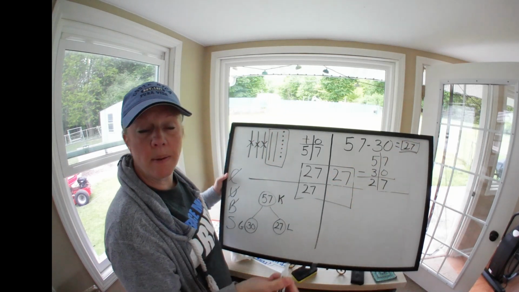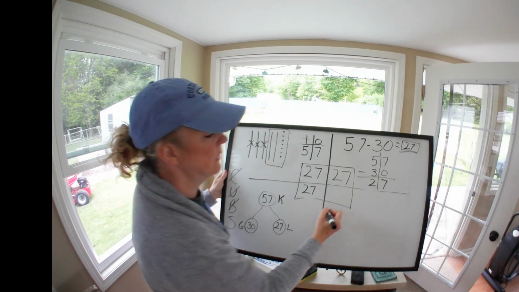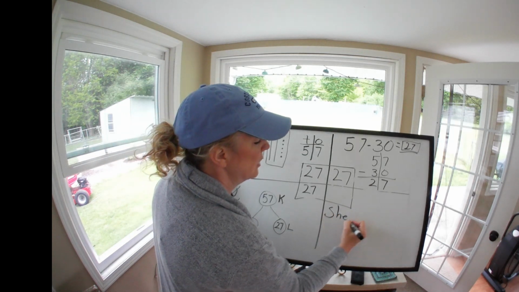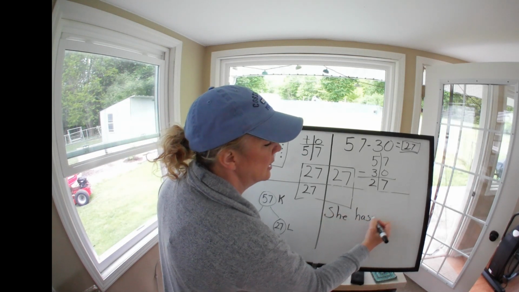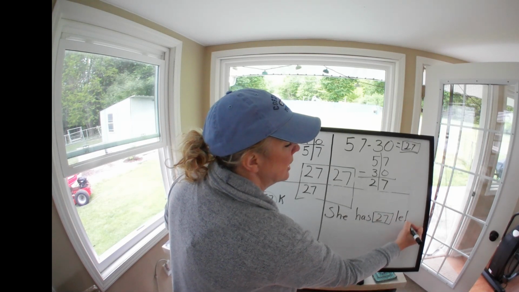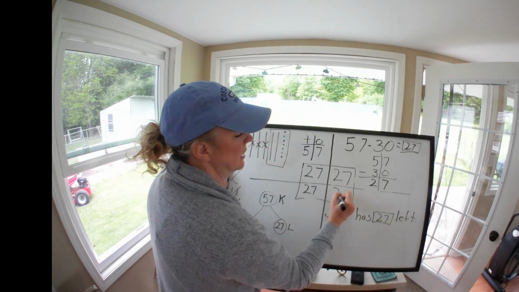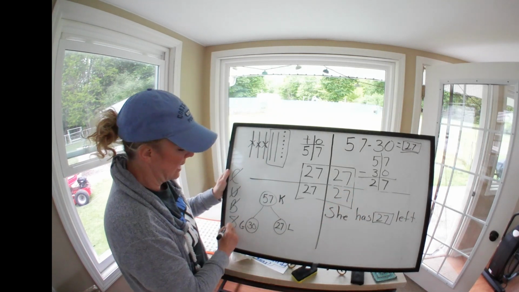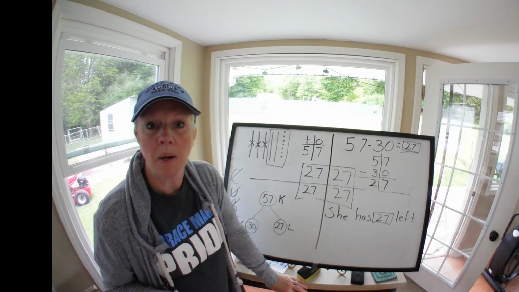And now I need to answer my question. How many kernels does she have left? She has 27 left. And then you can go ahead and put it in the box, and we'll cross off the S. And that's your two-part problem.